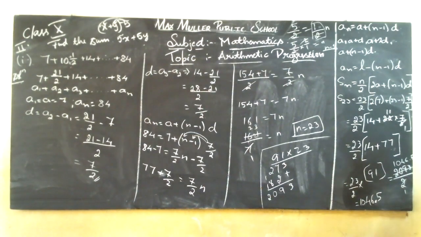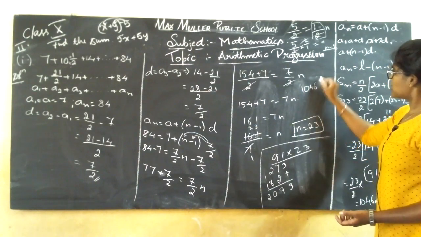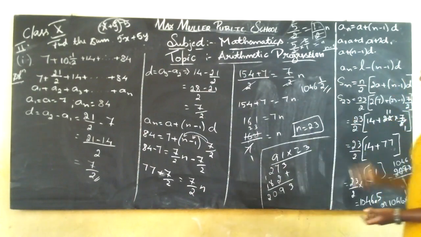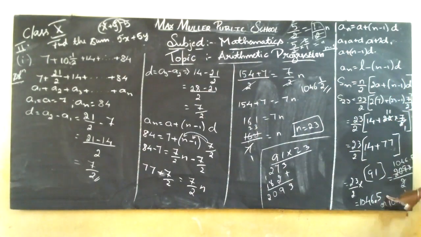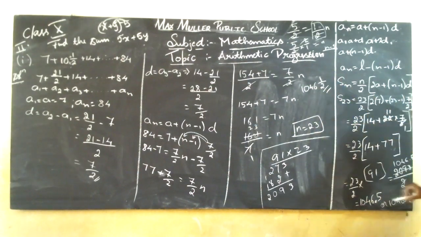0.5 can be written as half, or you can take it as 1046 into 1 by 2, like a mixed fraction. That is 1046 1 by 2. That is the answer you get. 0.5 can be written as half. So when you want to convert it into a proper fraction, what do you do? 1046 into 2 plus 1, you get the same answer, that is 2093.